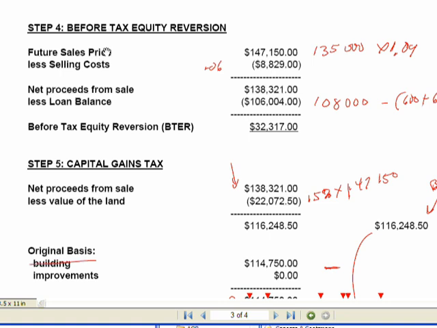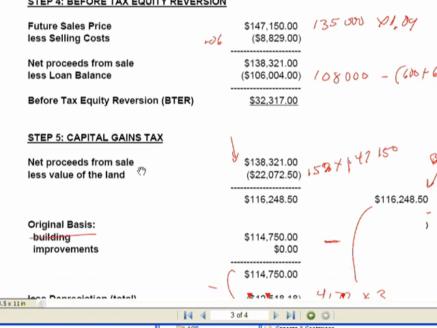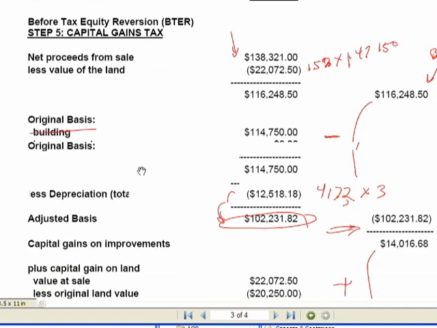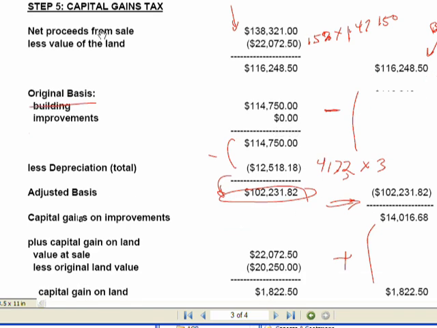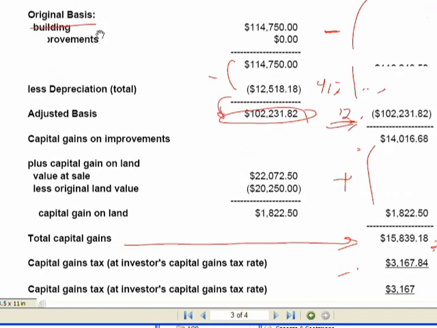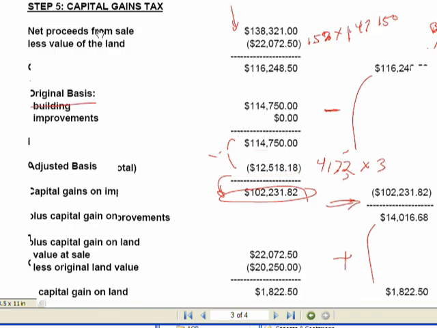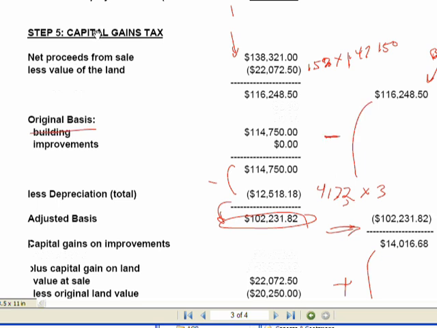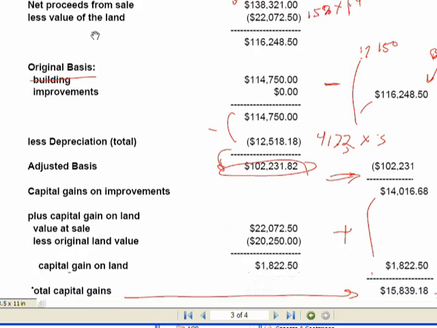Step 4 calculates the before tax equity reversion. Reversion just means the sale or the property reverting. Step 5 is a big step, and it's just to calculate the capital gains tax. It's a long step, a little bit tricky, but the goal is just to calculate the capital gain, so we can calculate our capital gains tax on the sale of the property.